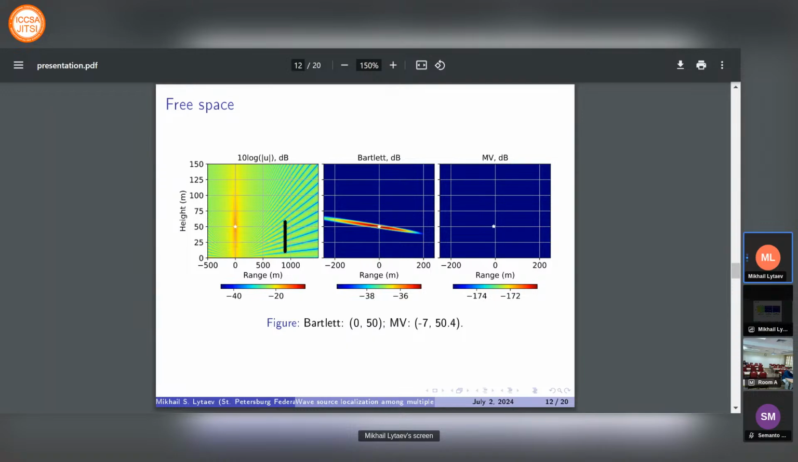As we can see, both methods correctly determine the source positions. The Bartlett method provides a more spread out solution in space. However, the maximum coincides precisely with the location of the actual source.